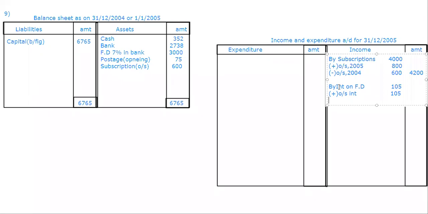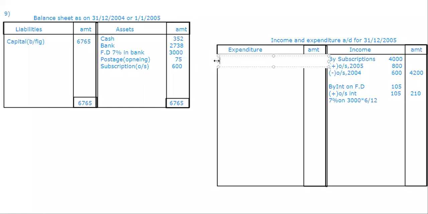He said interest on deposits, and in brackets he gave the date as until 30th. That means we are preparing as on 31st December. So for the next 6 months I should get the balance. So I'm going to take it. How I'm going to calculate is 7% on 3000 into 6 divided by 12. Got it? So how much will it be? 210. Now we don't have anything else on the income side.